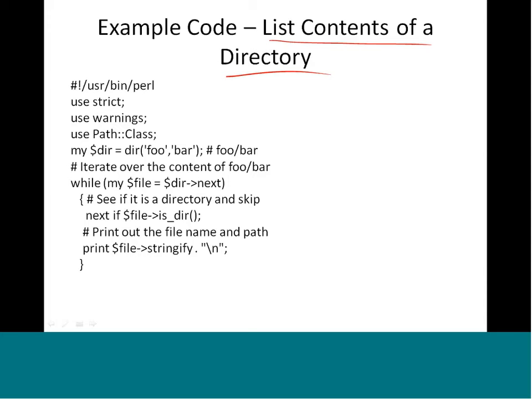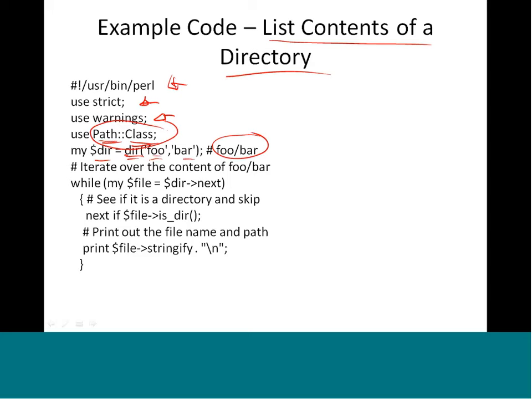So the first statement, basically like you could be Perl, use strict, use warnings. Here we are now exporting a module called Path, which contains the package class. Again we are defining the directory, so it's foo bar, that goes by foo/bar. You can have many more, and we are opening it as a directory, we are calling it as a directory.